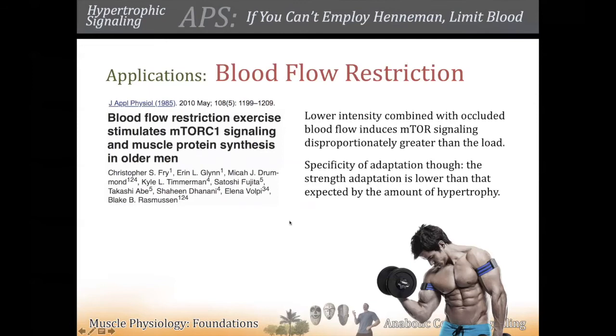But think about specificity of adaptation, the strength that you're going to get from that program, right? If you tie off your arms and then go do a bunch of curls, the strength response you're going to get from that isn't that good, right? Specificity of adaptation. Why would you get super strong when you're lifting little light weights? It doesn't make any sense. The body isn't going to do it, but you can experience some hypertrophy there.